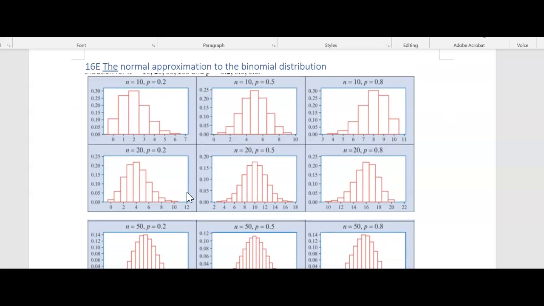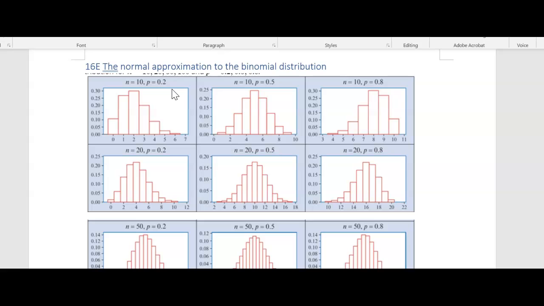Hi everyone, in this video we're going to go through 16E, the normal approximation to the binomial distribution. So remember, with a binomial distribution we're looking at number of trials, N, and P is your probability of success. In these diagrams you can see they look similar, but the labels up the top tell us that we've got a different value of N and P as we go across or down the page.